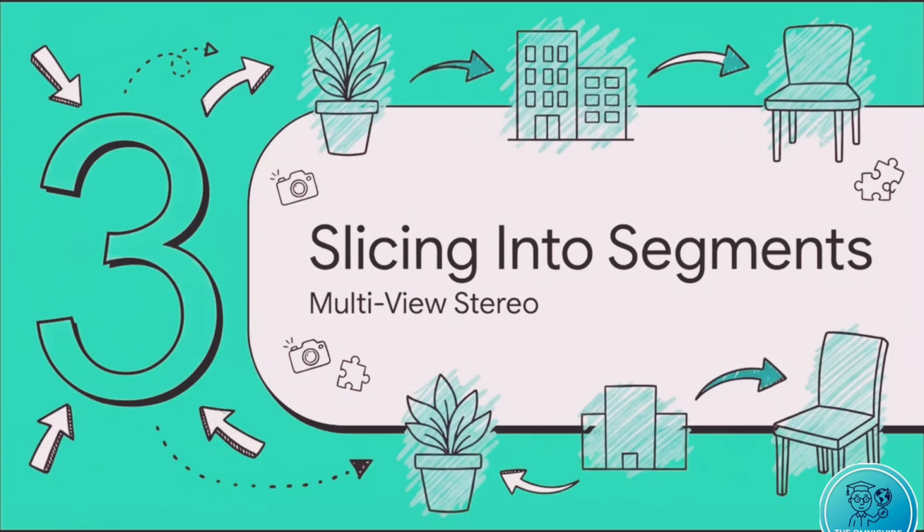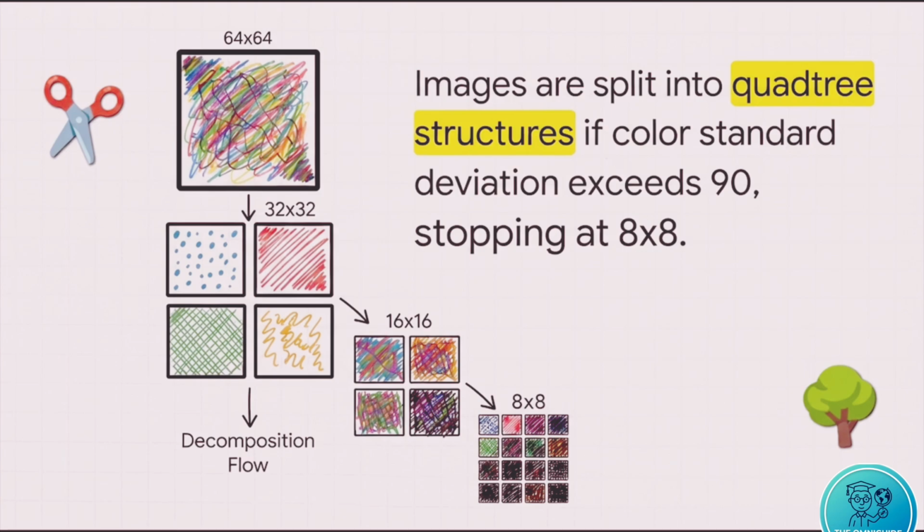All right, step 3, slicing images into segments. This is where we get to the core innovation of the paper. Before we can accurately nail down the depth, we have to break the image into manageable chunks, or segments. The system initializes this by subdividing the image based on color variation using a quad tree structure. Basically, if a block of pixels has way too many different colors, specifically a color standard deviation threshold above 90, it gets sliced into 4 smaller blocks. But it stops slicing at 8 by 8 pixels. It has a hard limit. This prevents over-segmentation, making sure the pieces are just large enough to analyze without the system getting completely lost in the noise of single pixels.